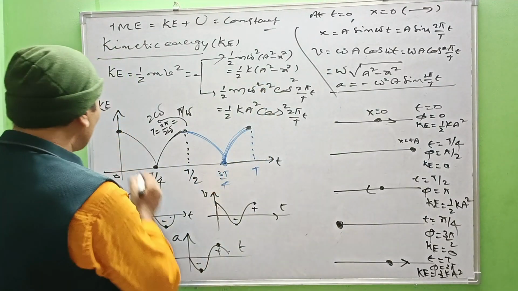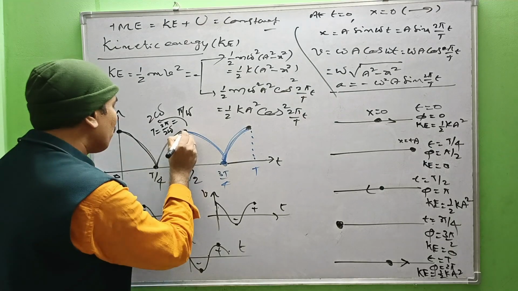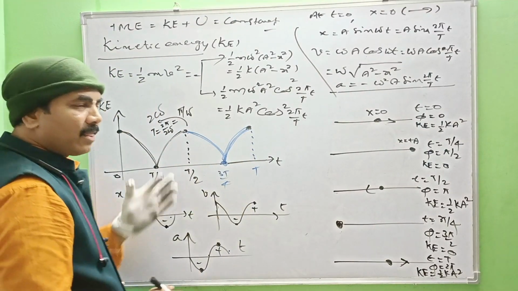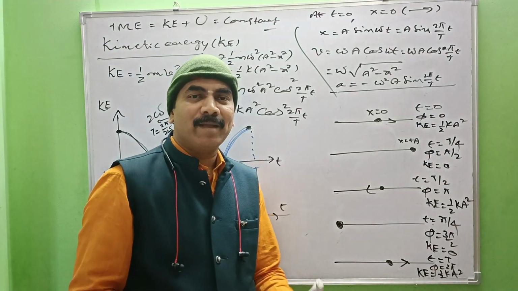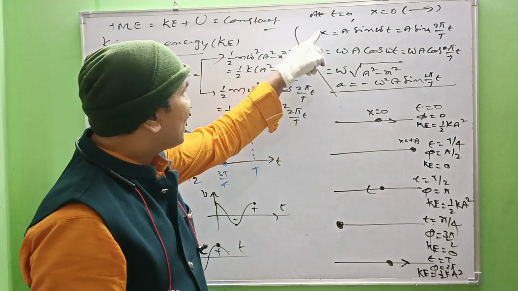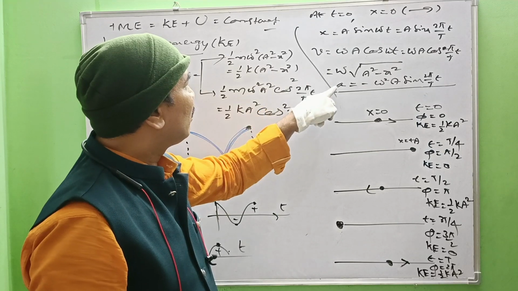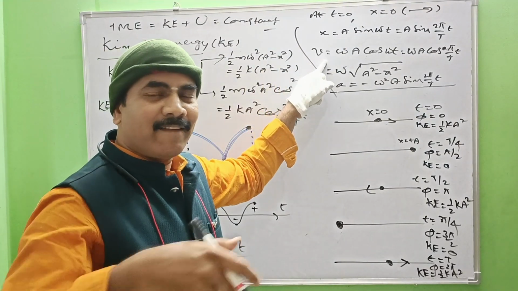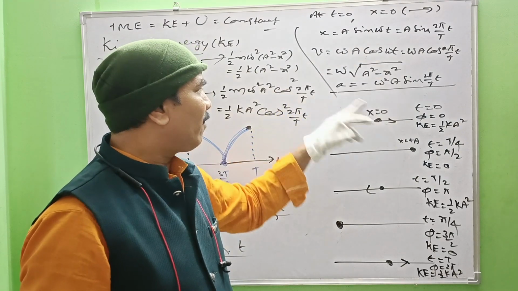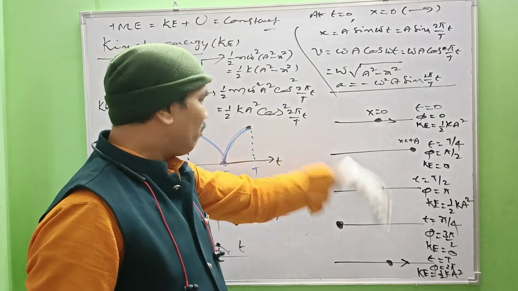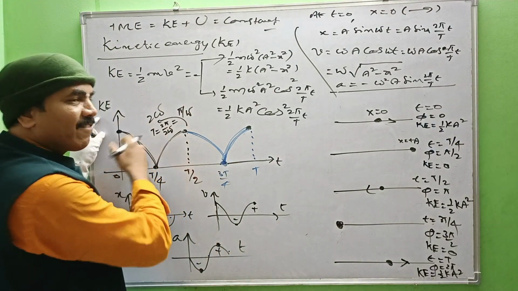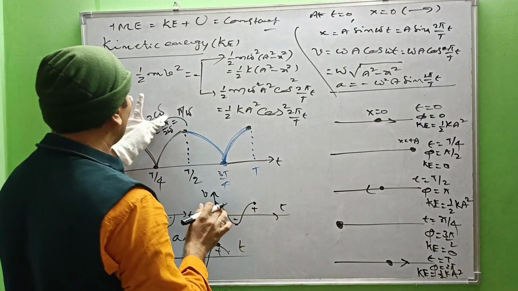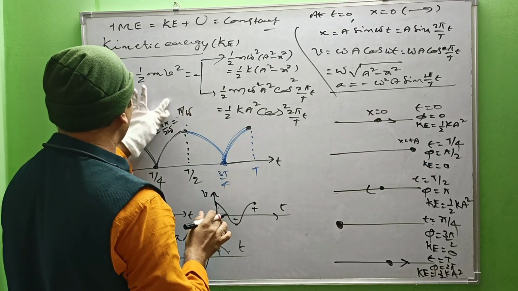That's why from here to there is one cycle. From here to there, one more cycle. So that's why the frequency of oscillation of kinetic energy is said to be twice that of any of x or v or a. What is the frequency of x? Omega. What is the frequency of oscillation of v? Omega. What is the frequency of oscillation of acceleration? Omega. But what is the frequency of oscillation of kinetic energy? That is 2 omega, not omega.